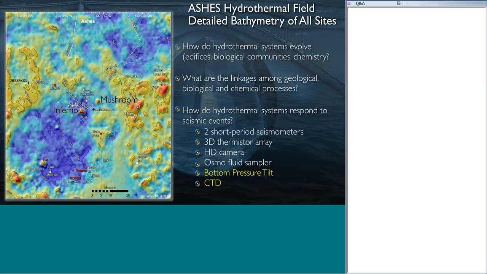And we have a variety of infrastructure there. 2 short period seismometers to look at micro-earthquakes, diking, and eruptive events, 3D thermistor array, HD camera. We also have a couple uncabled fluid samplers there, and then the new ones that will be added on as a pressure tilt instrument and possibly a CTD. We may move it to international. So these data, again, these high-resolution maps are available to you.